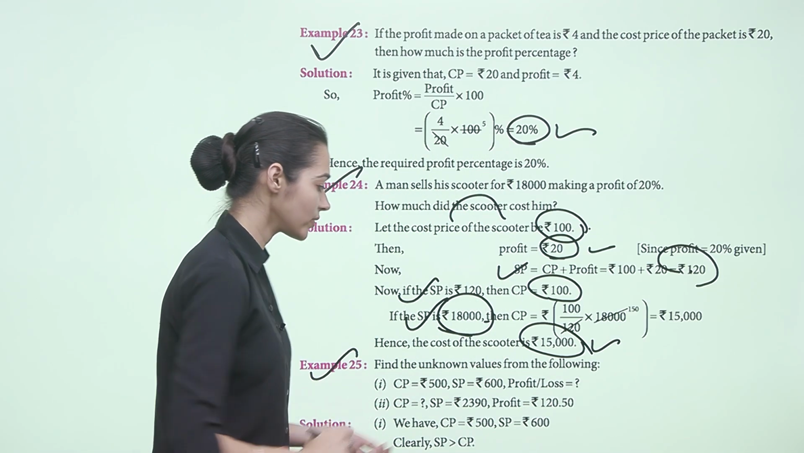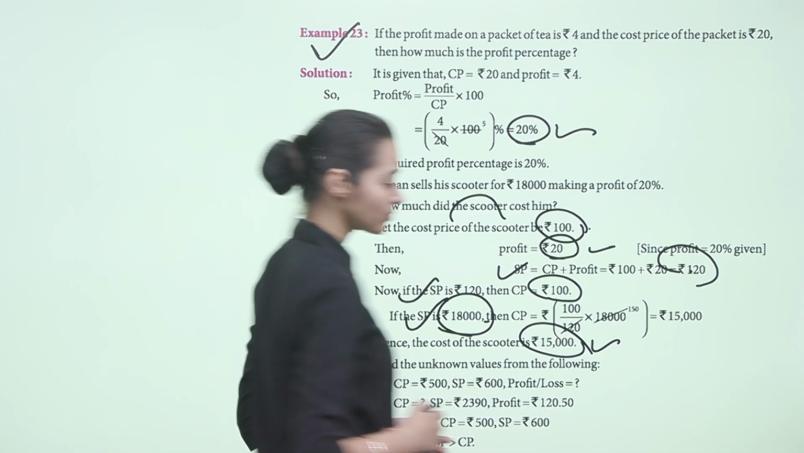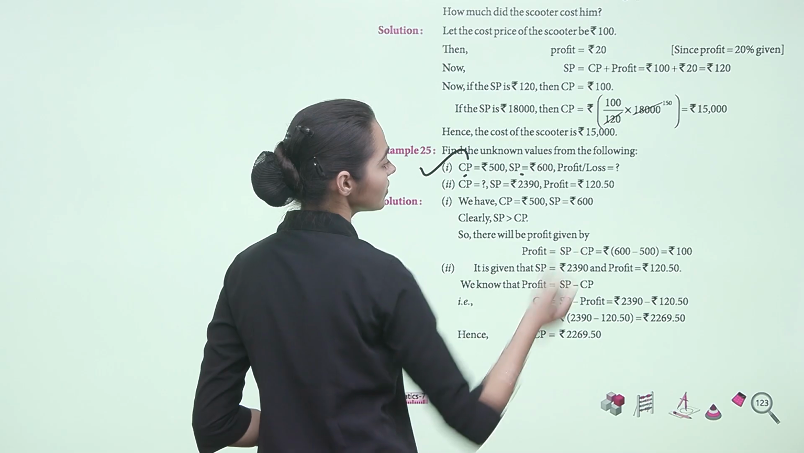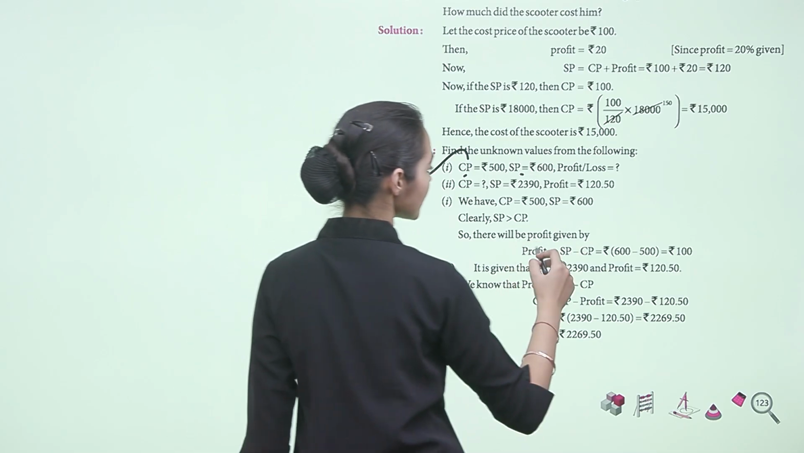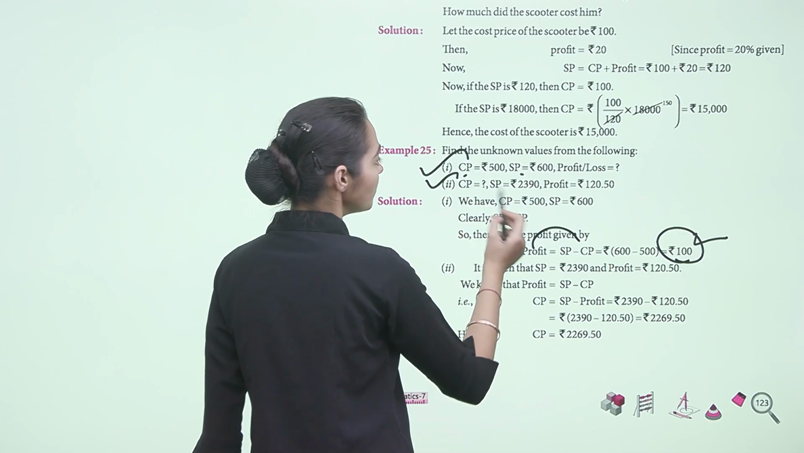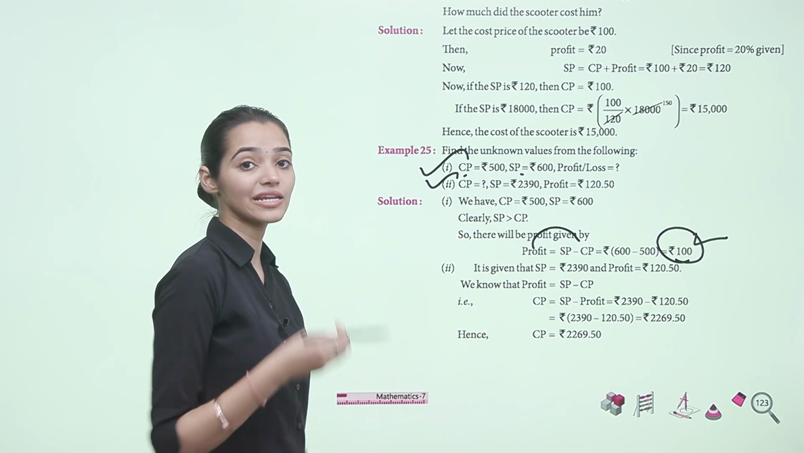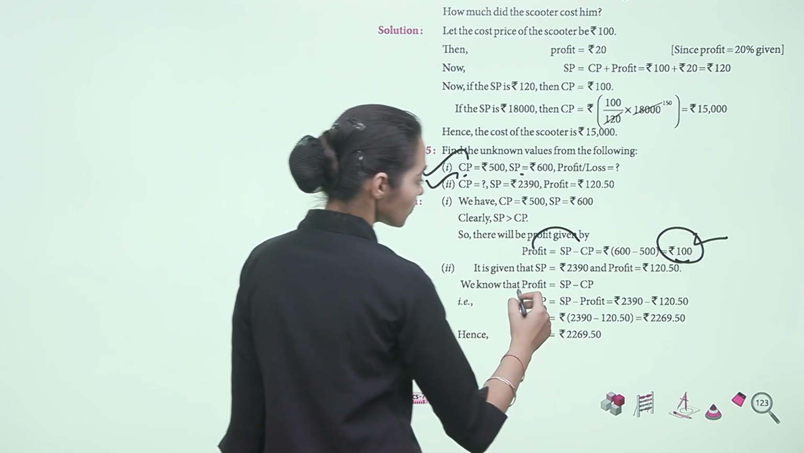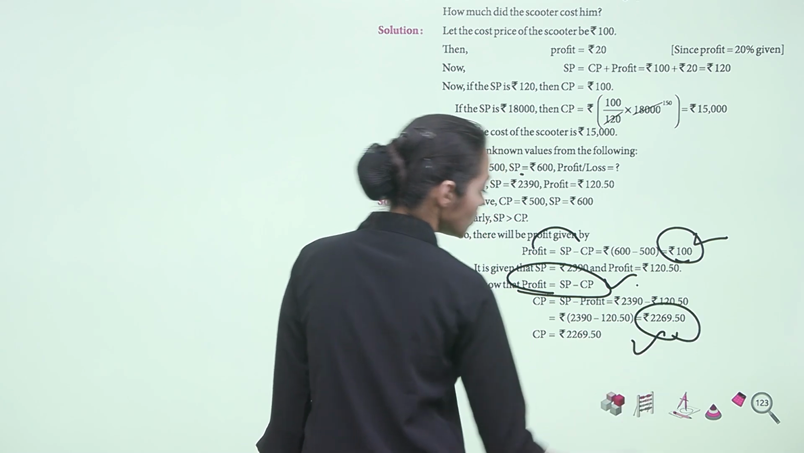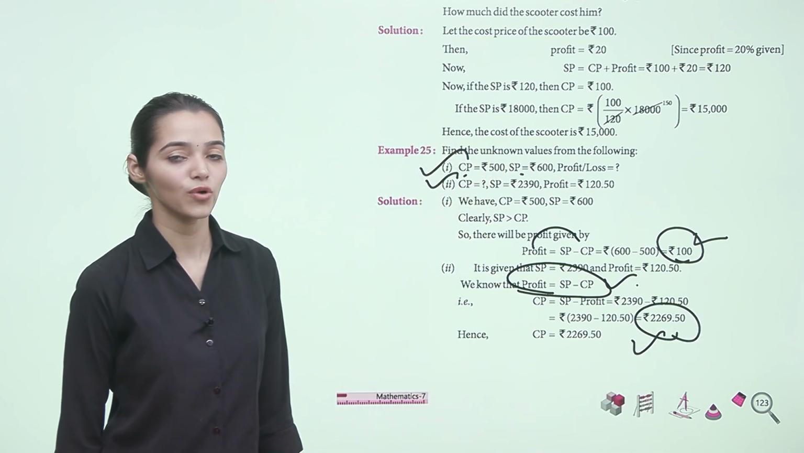Now let's look at example number 25. Here we have to find the unknown values from the following. First, CP and SP are given, we have to find profit or loss. So profit is SP minus CP, which means profit has happened. In the second one, we have to find the cost price, where selling price and profit are given. So profit is equal to selling price minus cost price. So cost price is 2,269.5 rupees.